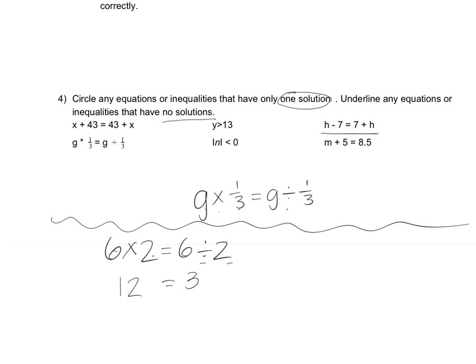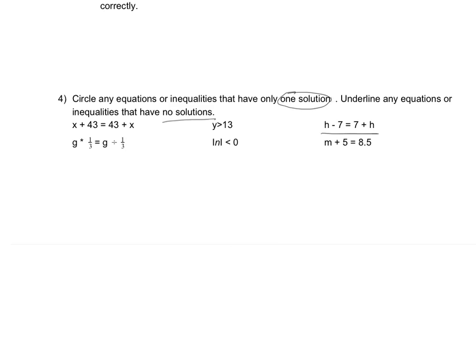Those aren't the same. That makes no sense. If you multiply by 2, that's not the same as dividing by 2. The same goes with fractions and variables. It doesn't matter. If I multiply by a number, that is not the same as dividing by a number. So this would have no solutions. There's never a number that g can be that this will be equal. Now the next one. The absolute value of n is less than 0.